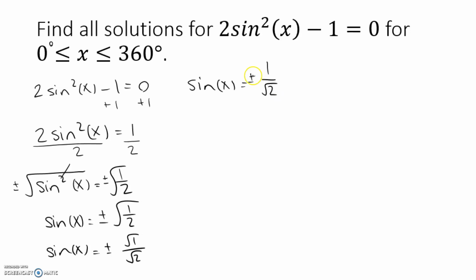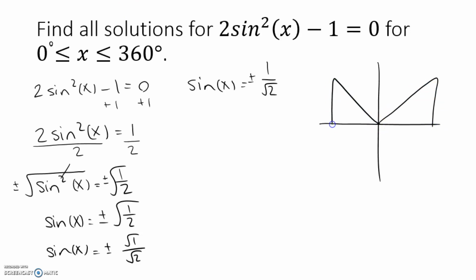Okay, so now I have sine is positive and sine is negative. So where is sine positive? Well, that's the first and the second quadrant. And then where is sine negative? Well, that's the third and the fourth quadrant. So we will have 4 different triangles here.